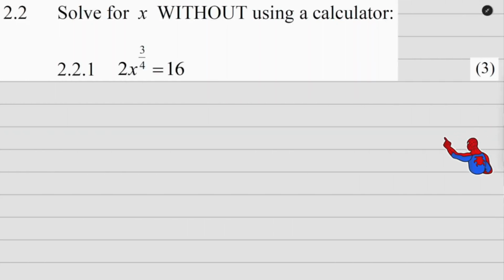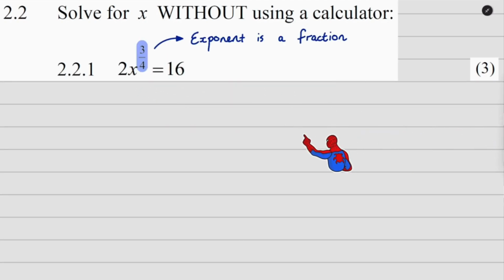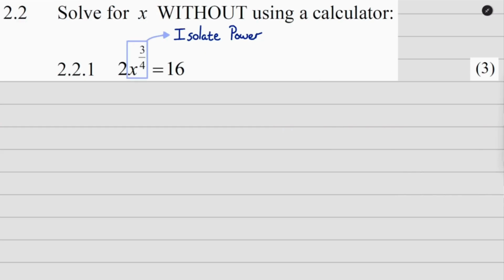Jumping into the exponential equations, we have x raised to the power of a fraction. And when that happens, what you want to do is get the power by itself. So I want to get this thing by itself. So the power is the base raised to the exponent. So that's what I want to isolate, aka get it on its own.